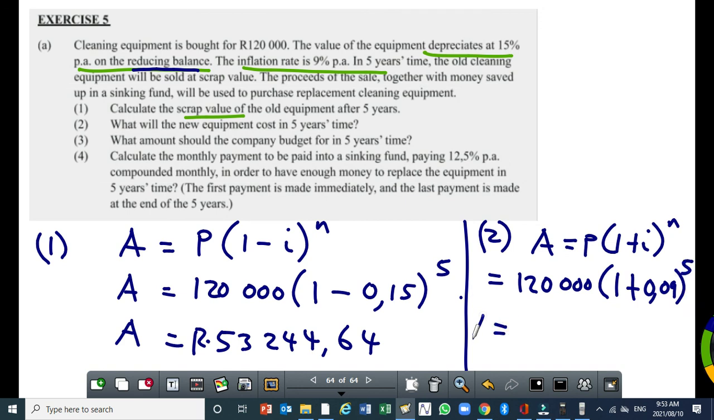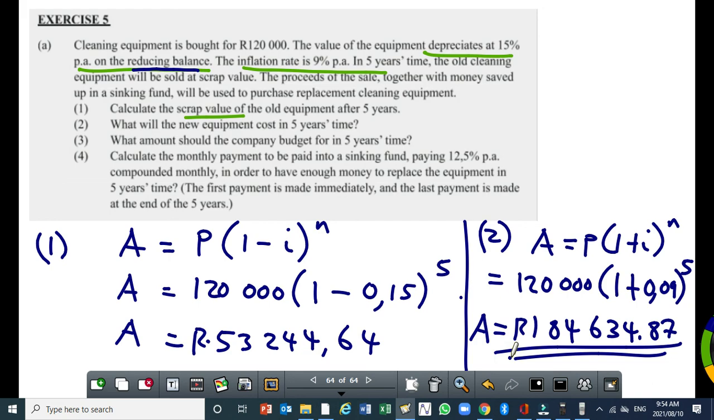Can someone tell us what is the value of brand new equipment in 5 years' time? 184,634.87. All right. Okay, so for today we'll stop there.